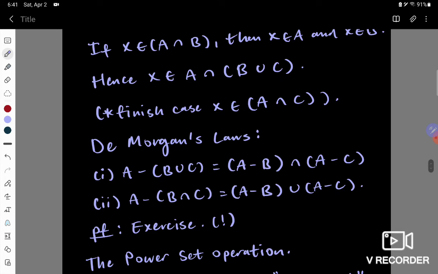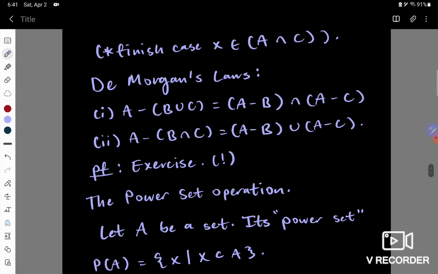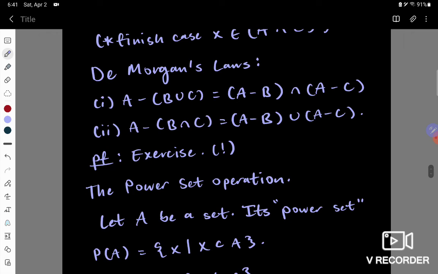Now we come to another axiom of axiomatic set theory, if you want to think about it that way, but also a very useful concept known as the power set. The power set is defined as follows: A being a set, the power set of A is all x such that x is a subset of A. So the power set of A is the set of all its subsets.